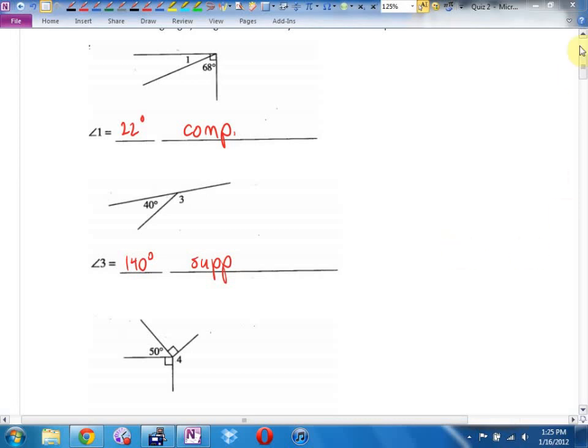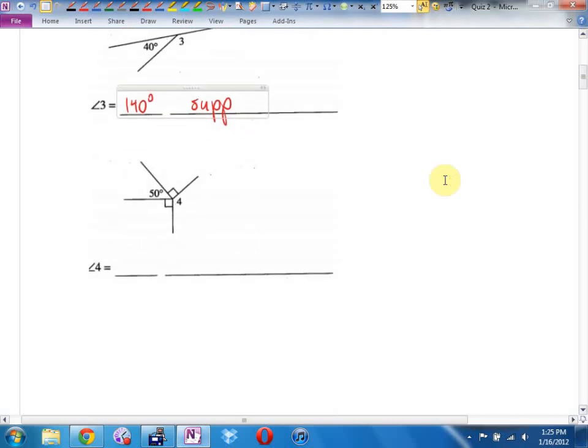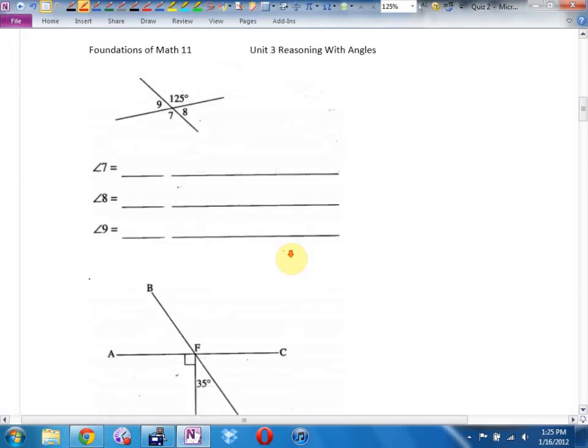So supplementary or angles on a line. Angle four, 360 minus 90 minus 90 is 180 minus 50. Is it 130? And I used angles at a point, I think. Yeah. Half mark for the angle, half mark for the reason.